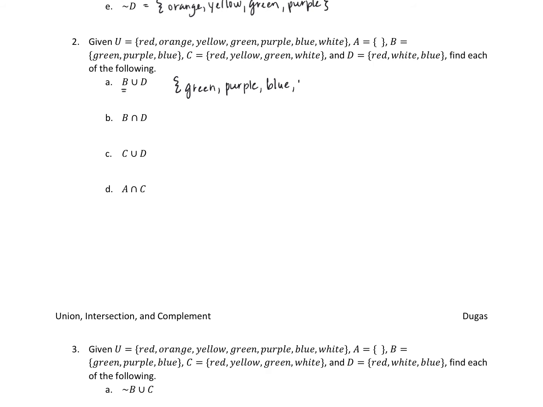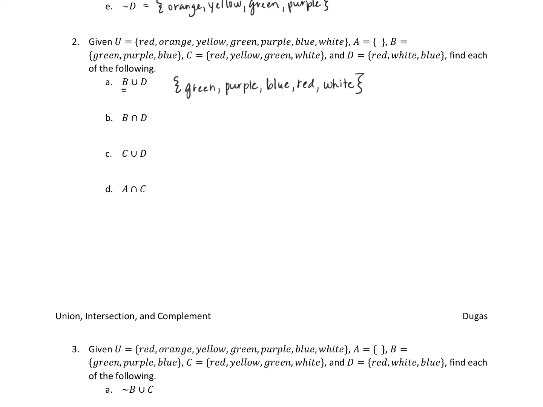Okay, and then I'm going to include everything from D that I haven't already written down. So D has red, white, and blue. And blue I've already included in the set from set B. So that would be the union. B union D is green, purple, blue, red, white.